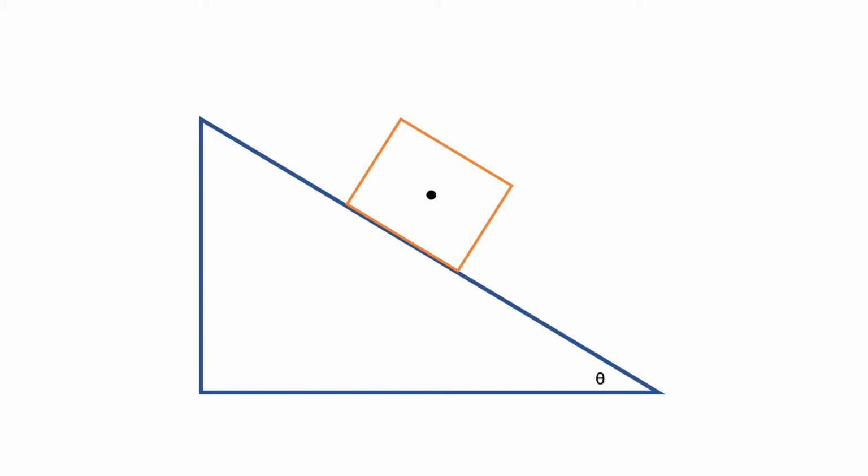All right, guys, go ahead and copy this diagram. Here you have a ramp. The ramp has some angle of incline labeled theta, and you have an object. This object has mass. It's a box in this case, and I've labeled the object's center of mass with a dot.